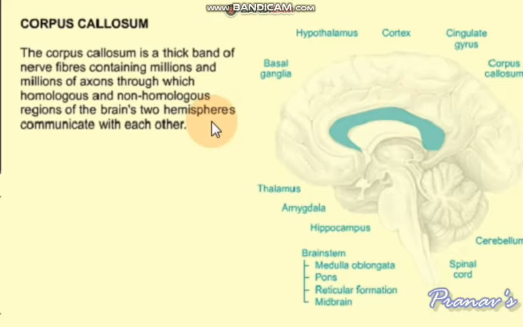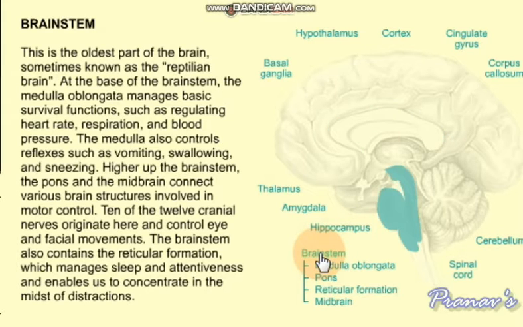Then we have the corpus callosum. Observe the location of the corpus callosum. The corpus callosum is a thick band of nerve fibers containing millions and millions of axons. An axon is a part of a neuron, through which homologous and non-homologous regions of the brain's two hemispheres communicate with each other. As we know, we have two hemispheres of our brain, left and right. So the left and right hemispheres communicate through this corpus callosum.